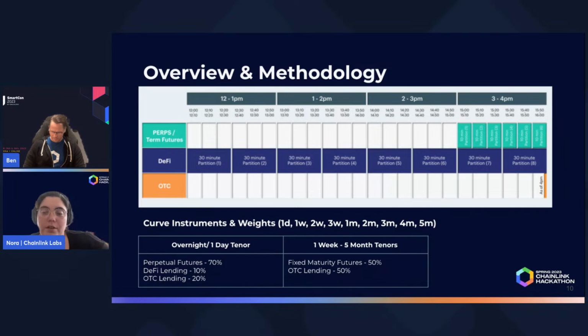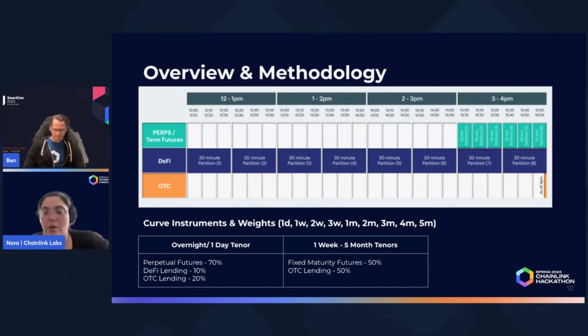So just the overnight rate, the rate that you might hear about in the news for the interest rates in the market, perpetual futures makes up 70% of the curve. It's the most liquid data. It's the most useful to be the highest weighted in the curve. DeFi lending is 10%. That comes from Aave and Compound data. And OTC lending is 20%. Then, as the maturity of the curve goes out, fixed maturity futures is 50%, and OTC lending is also 50%.